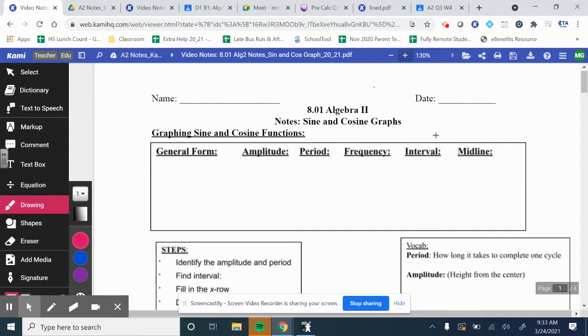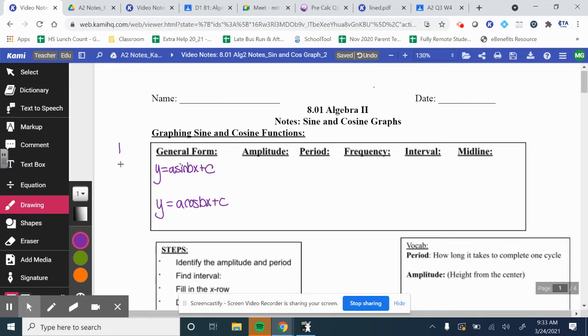All right, so this is 8.01 for Algebra 2 today, and we are doing some graphing of sine and cosine. So first let's talk about our two general forms for sine and cosine. The first one is a sine bx plus c, and the second is the same exact thing except it's cosine instead of sine. So there's a lot of information that you need to know about each one.